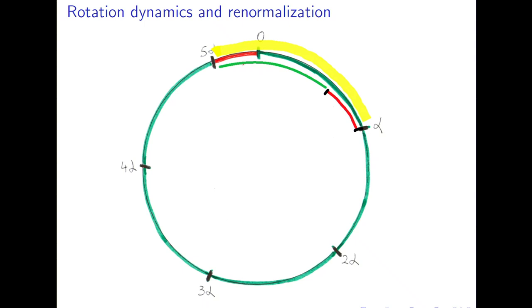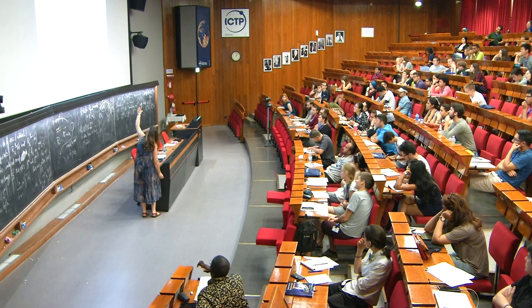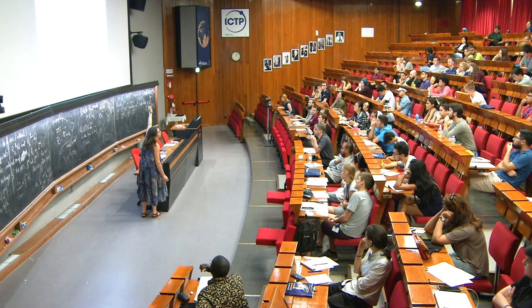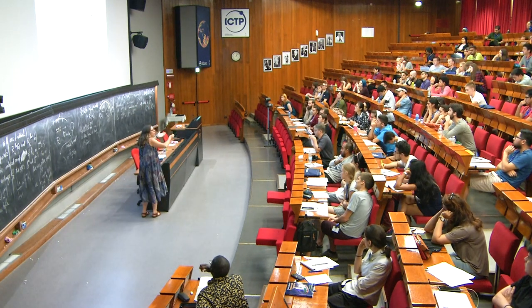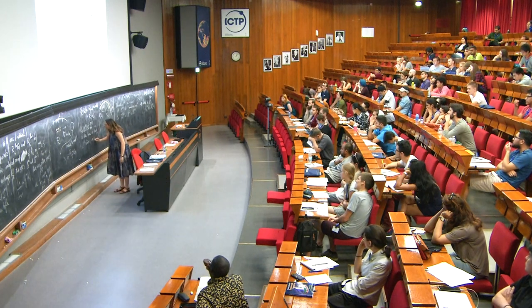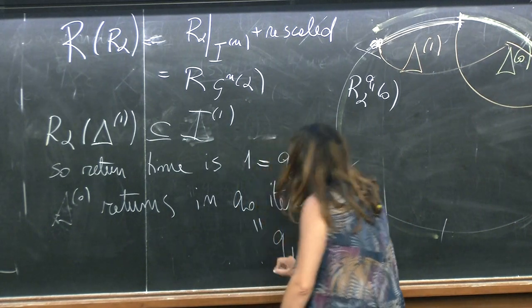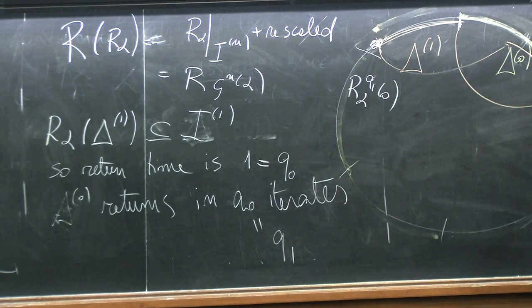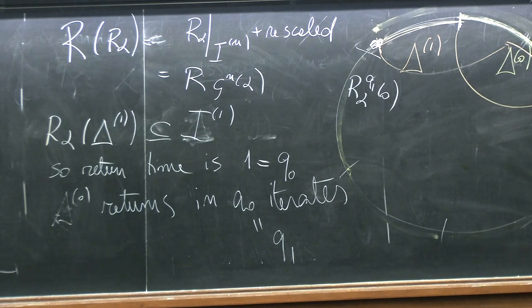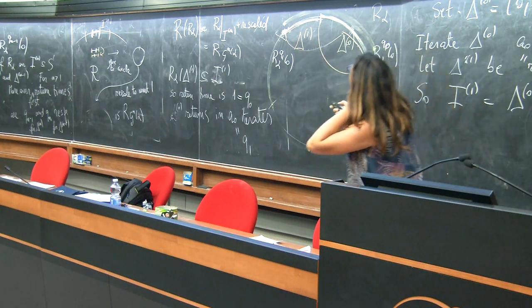So it fits a zero times fully. So I start with one copy. I have to move to the second, to the third, to the a zero-th one, and then I have to do one more iterate. So it's actually a zero, because it's a zero minus one plus one. So I return in A0 iterates. And A0 is Q1 by definition. So we proved the first step of our assumption. So we proved that we come back in Q0, Q1 times, and then the induced map is an interval exchange of two intervals.